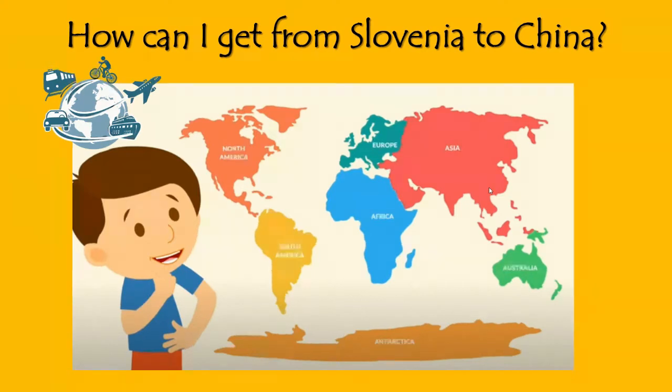I could also buy a ticket and travel with a ship through the water like this, and I would come to China. But that would also take quite some time. So there are different types of transportation. For one, these are the types of transportation that go on land.